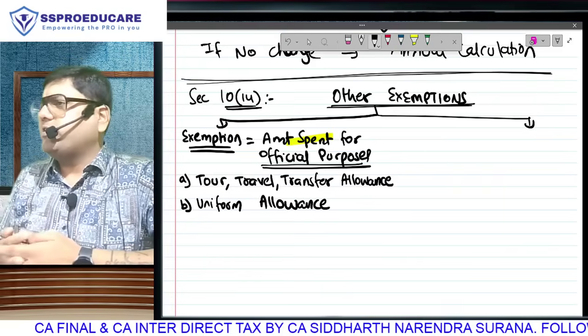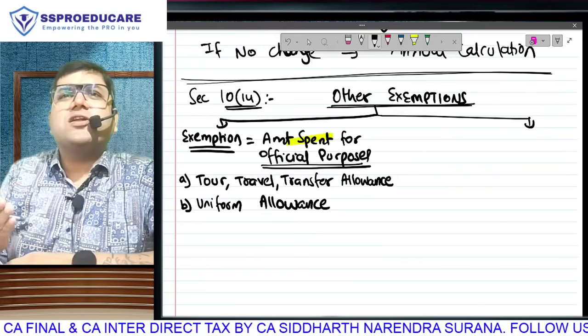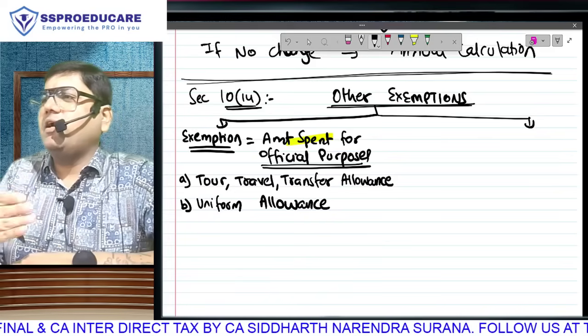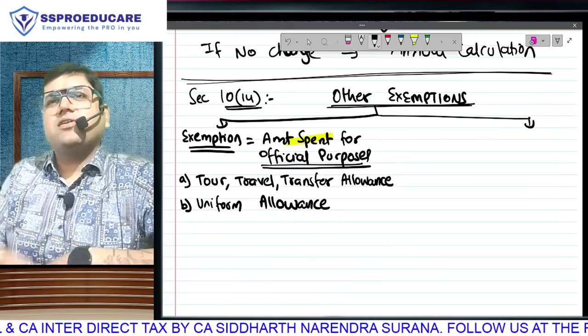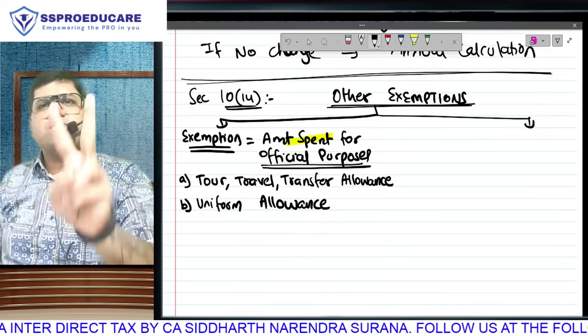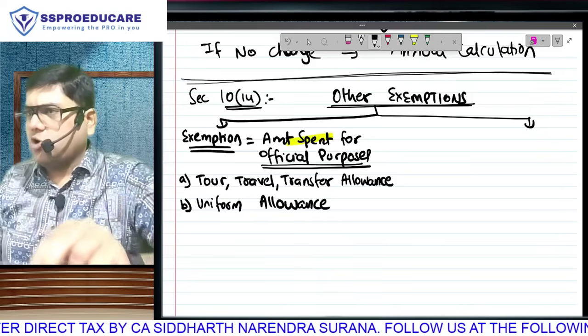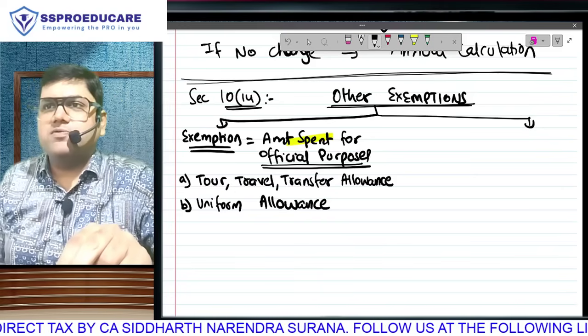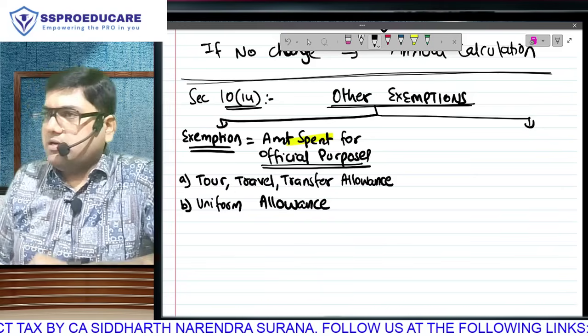Simple. Boss gave you 50,000. In that you spend 40,000 for buying uniform and laundry, ironing, cleaning. So 10,000 is taxable. Question is giving 50,000. Question is giving 40,000. You just need to know the law. What is the law? The amount spent will be the amount which is exempt. Is this clear?